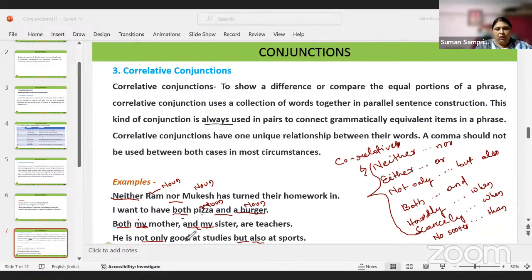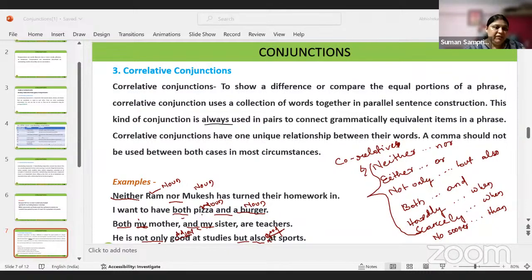So he is not only good at... Good is what? Adjective. After "not only" you will write good. After "but also" you will also write the same thing. So: he is not only good at studies but also at sports. But also good at sports. Okay, it will be a better construction.